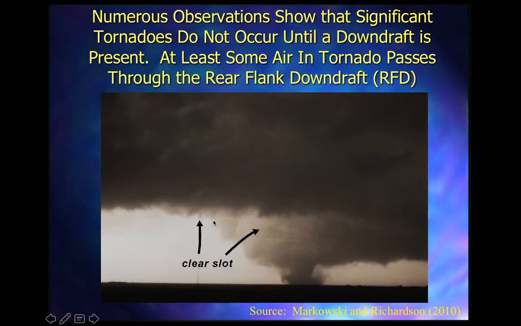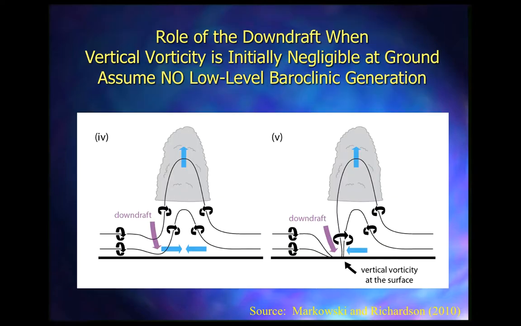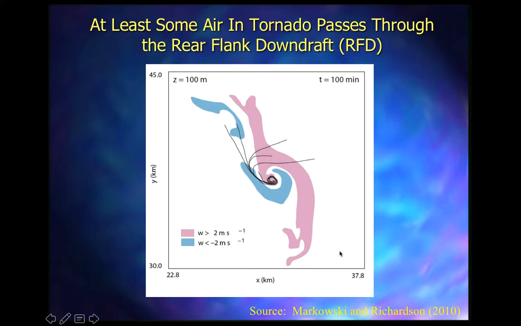Okay, and so as it says here, a lot of observations have shown that you don't get significant tornadoes, and I want to point that out, we're not talking about all tornadoes, we're talking about the significant supercell tornadoes, unless a downdraft is present. And we've learned from numerical simulation models that some of the air that's actually in the tornado, we can track it back with trajectories in a numerical model, actually passes through the rear flank downdraft. So that really does lend credence to this model: the air that actually makes it into the tornado did not come from low levels, it actually came from mid levels in the rear flank downdraft, and therefore is responsible for bringing the vorticity down to the surface.